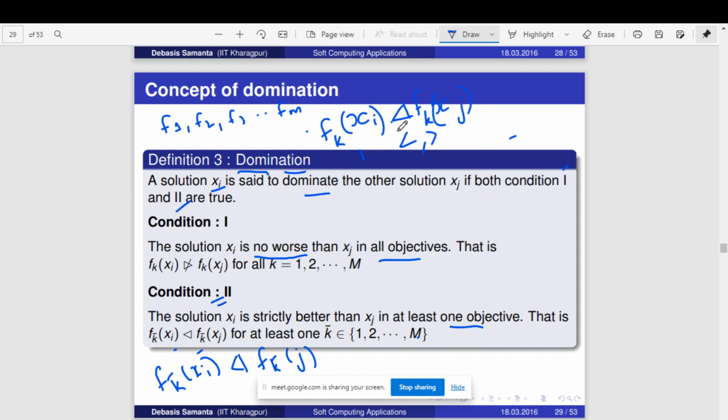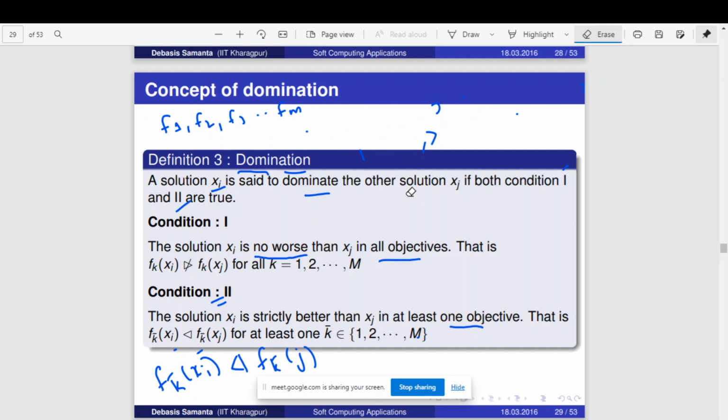Now when you say that xi is worse than xj, for any particular objective function, if xi is worse than xj, then that is represented using this symbol. If xi is not providing a better result, that is, xi is providing a worse result than xj, then it is represented using this symbol. So xi is providing a poor value when compared with xj for a particular objective function k. This is how the term better than is defined.